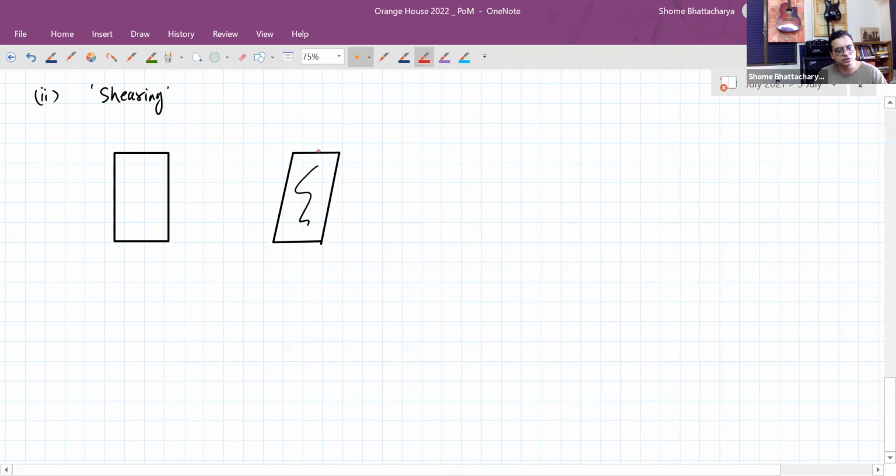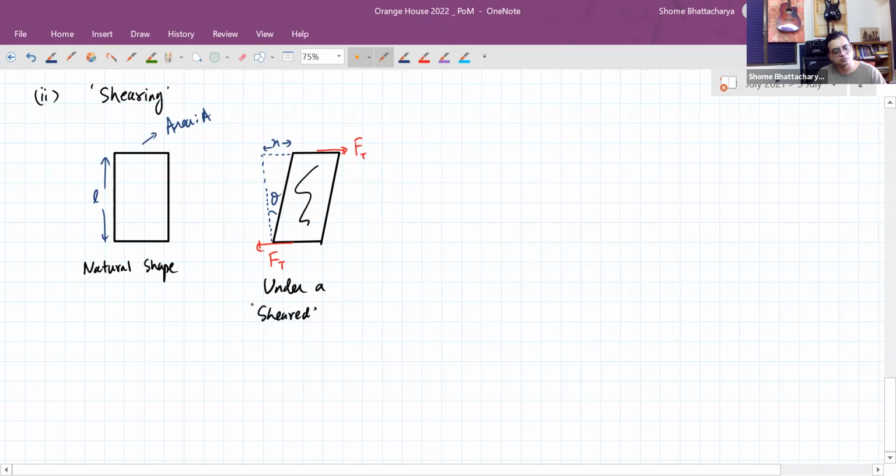So if external force is applied tangentially to a surface like this, which has area A, causing the body to bend like this to an angle theta. So this is under a sheared state or deformed.